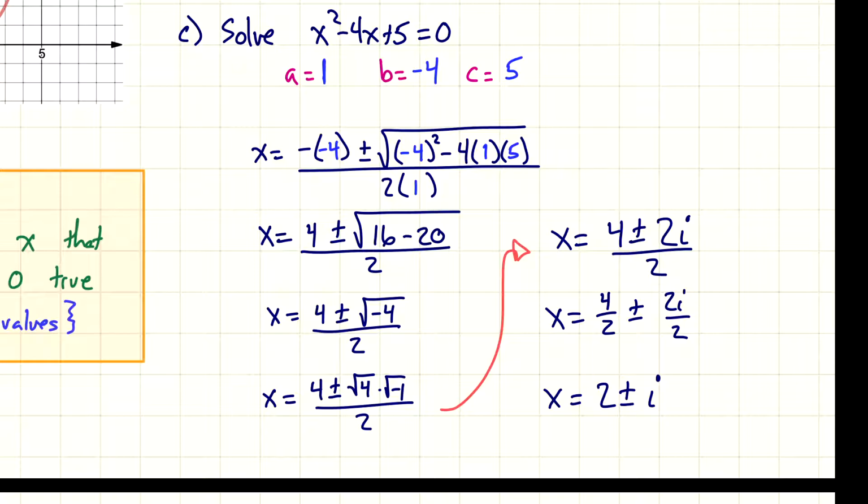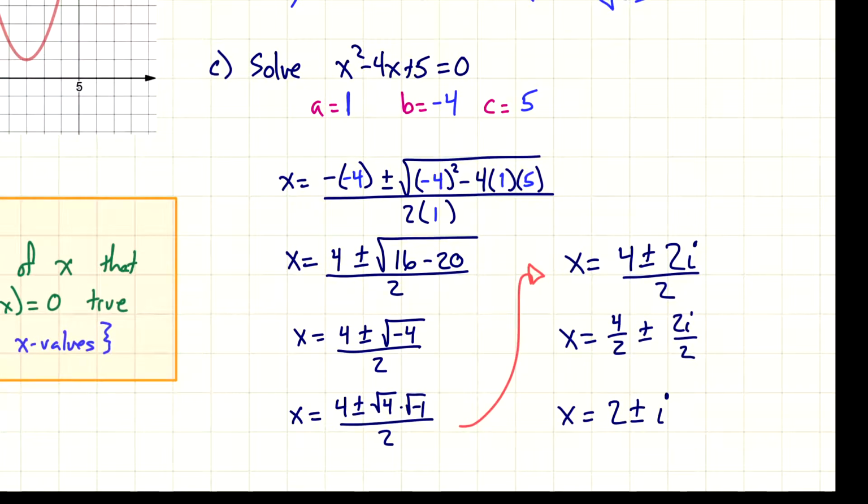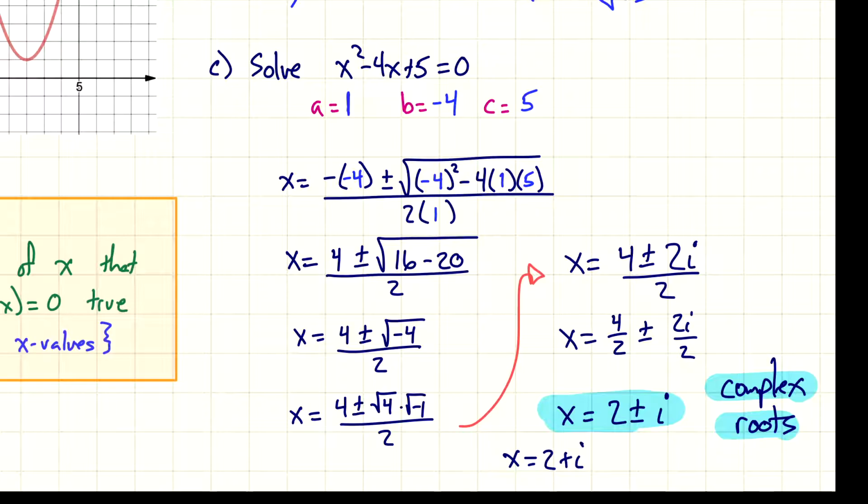All right, so this is what we call our complex roots, or complex solutions. Complex solutions, complex roots. You could separate them into 2 plus i or 2 minus i: x equals 2 plus i, and x equals 2 minus i.